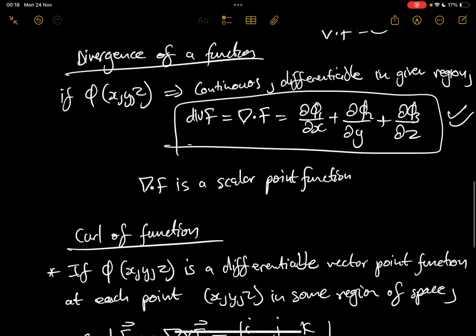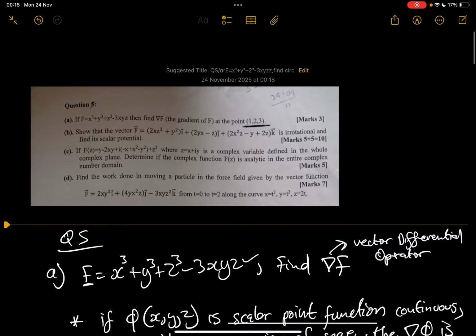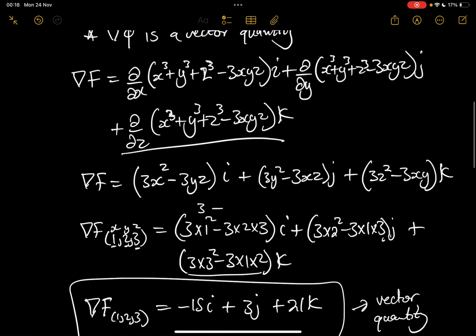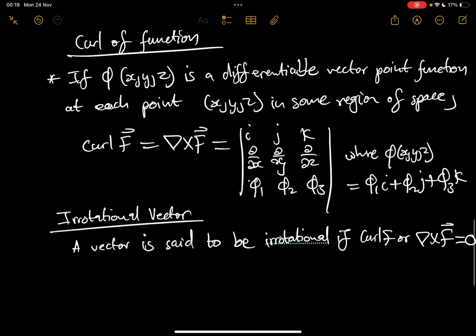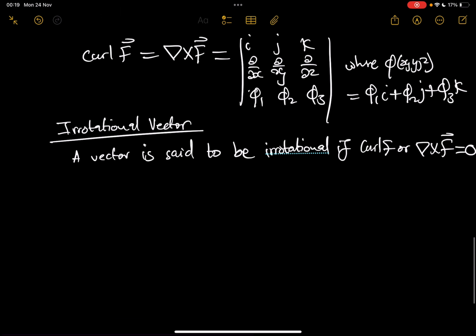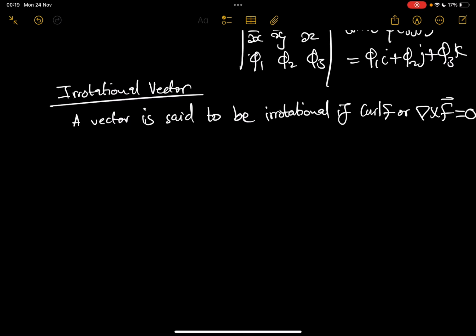So now our task is to show that this vector is irrotational, and find its scalar potential. I'm going to show you how to find the scalar potential of a vector. But for now, let's start with the first task. So we are given that this is B.